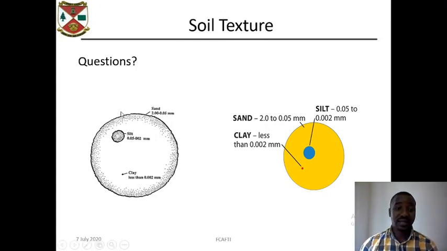So again, this large particle is the sand particle, which is 2 to 0.05 millimeters in diameter, and within this is the silt particle, which is 0.05 to 0.02 millimeters in diameter, and the clay is less than 0.02 millimeters in diameter.